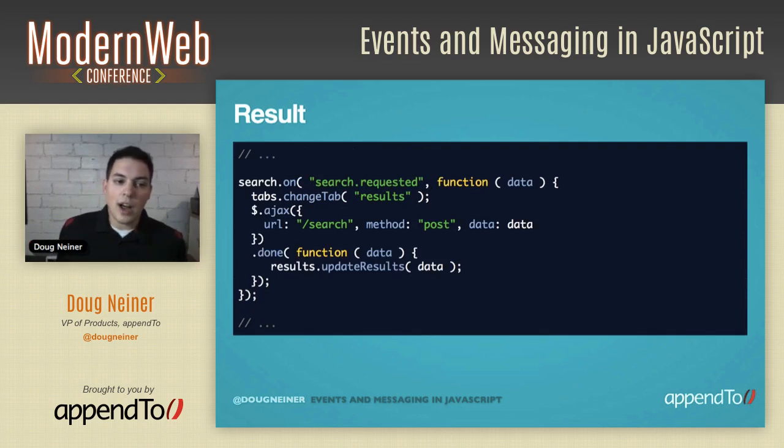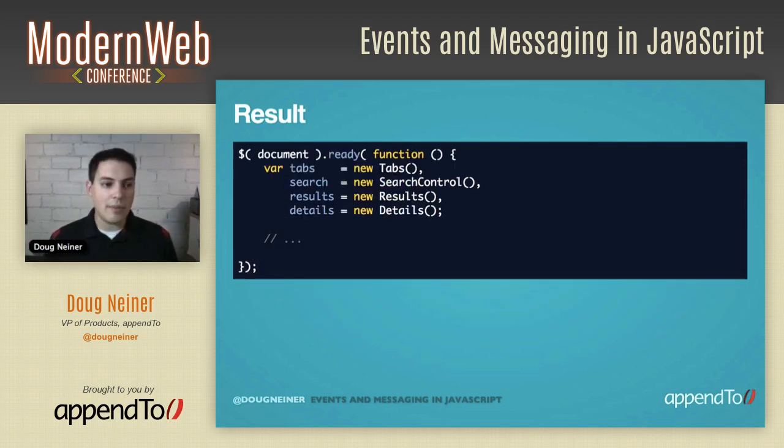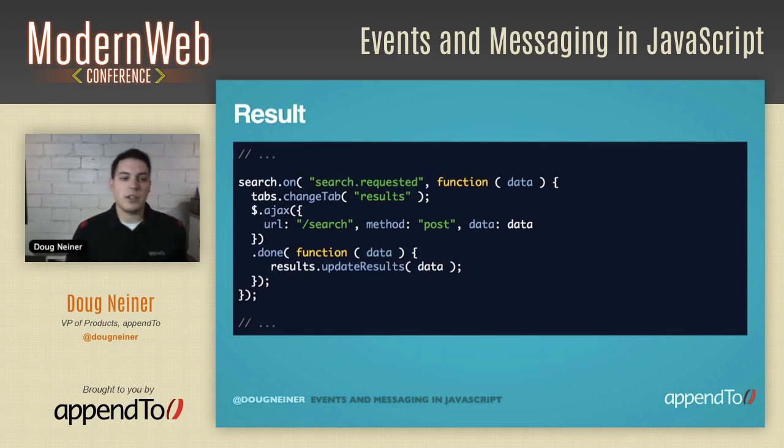All right, here's what our updated code looks like. It's a lot easier to understand. Remember, keep in mind these variable names, tabs, search, results, and details, because this is a continuation of that code. So if we listen, using event emitter, to the search requested event, we can wait for that. And remember, the data is going to have that term that we need. And so we can make an AJAX request with that term. And when the AJAX results come back, we can tell our results to update the results.